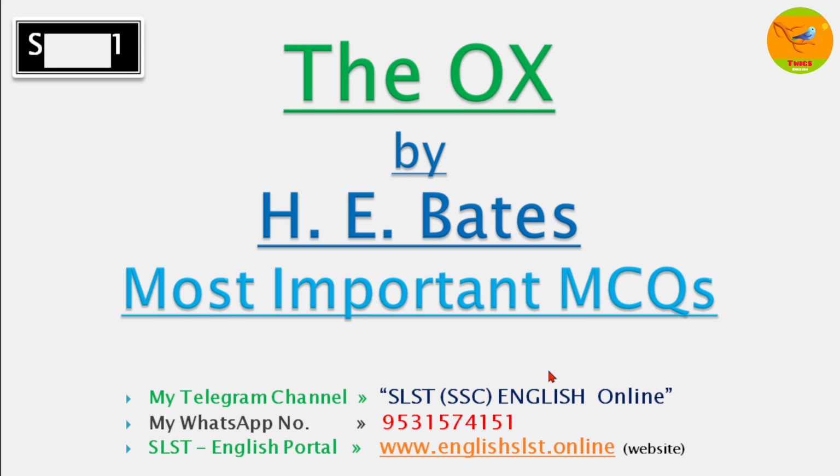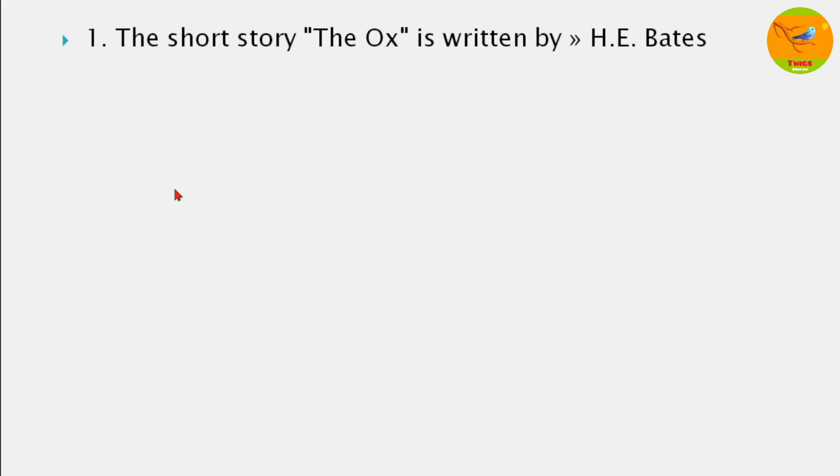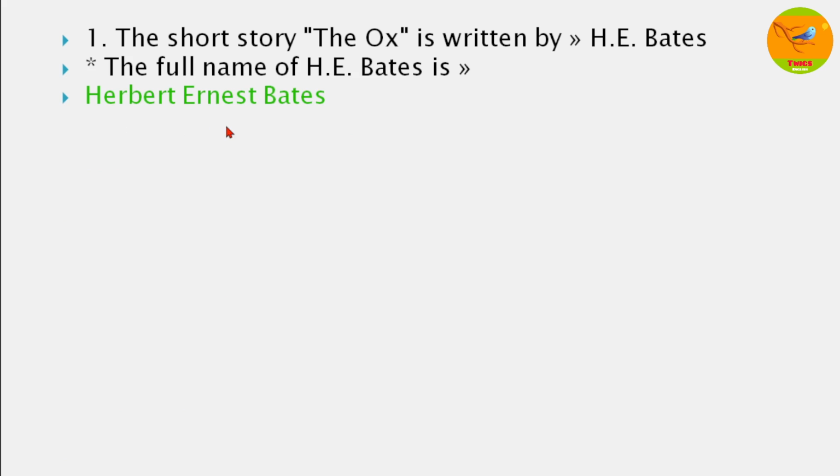So let's proceed to the MCQs we have today for you. For the first MCQ, actually these are not MCQs, they are one-liner study materials. I have omitted other options so that it does not take much time. This short story, The Ox, is written by H.E. Bates. What is the full name of H.E. Bates? Here the right answer is Herbert Ernest Bates.